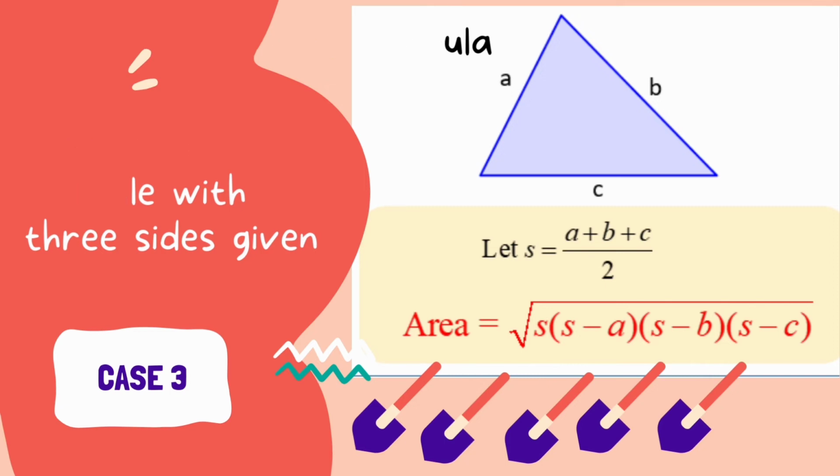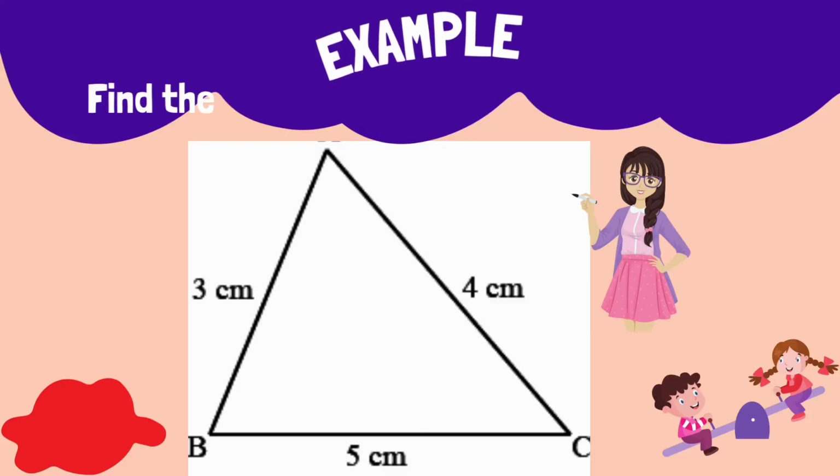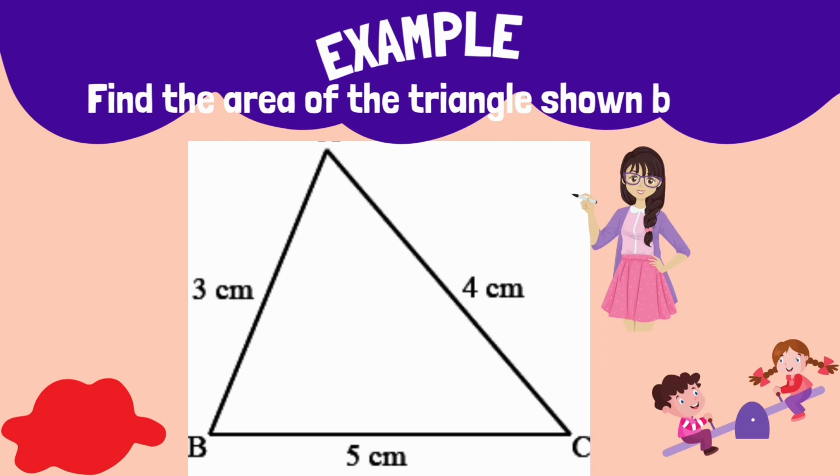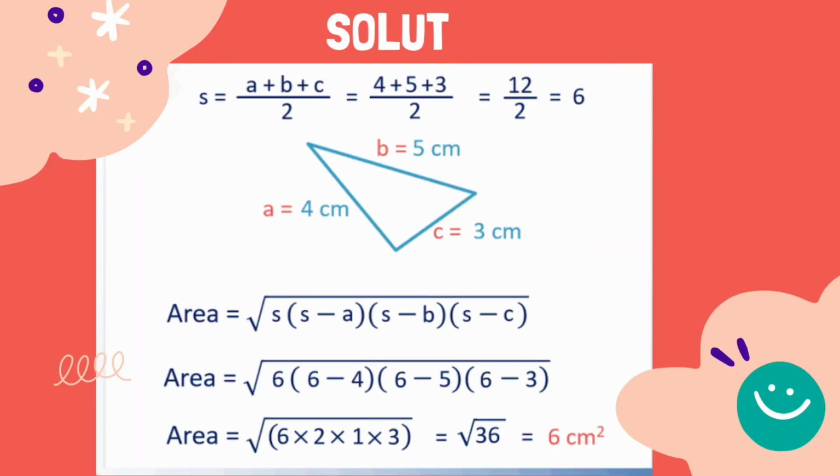When you substitute into this formula, you'll be able to find the area of a triangle when three sides are given. An example is what you see on your screen. Let's find the area of this triangle, whose sides are 3, 4, and 5. And so s will be equal to a plus b plus c, which is 4 plus 5 plus 3 divided by 2, which will give you 6.